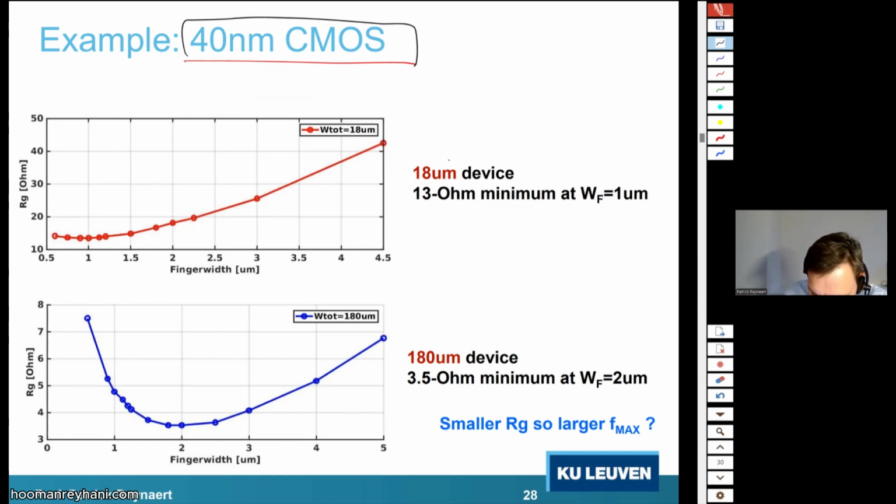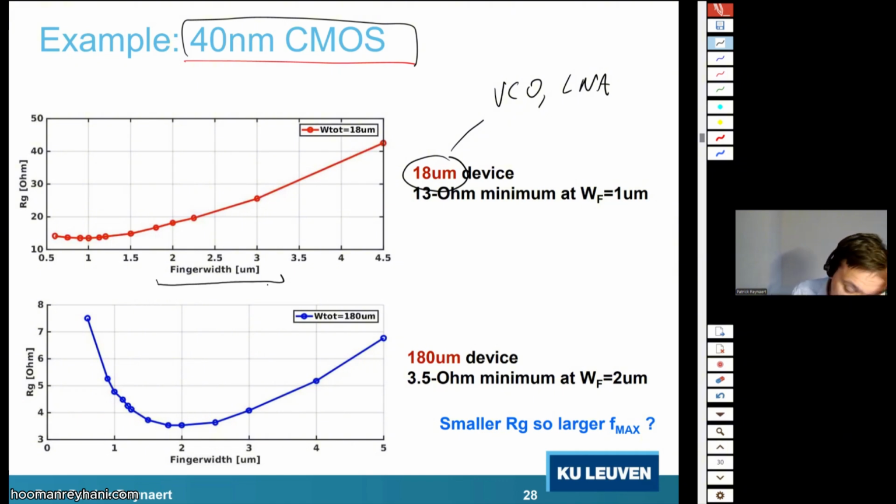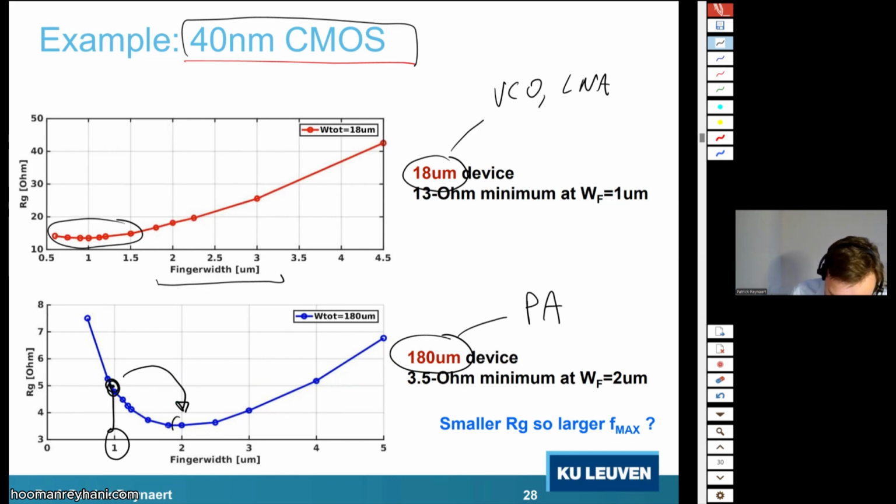Let's look at the small transistor, 80 micrometer. This is a transistor you would use in a VCO or an LNA. If you change the finger width and you look at the gate resistance, you would see a minimum. It's a very smooth, shallow minimum around 1 micrometer. But even if you go to 1.5 micrometer, you're still okay. Now, if you do the same exercise for a large transistor, 180 micrometer, meaning a transistor that you would use for a power amplifier, you see that if you would use 1 micrometer, you're over here. So it's better to actually shift to 2 micrometers.